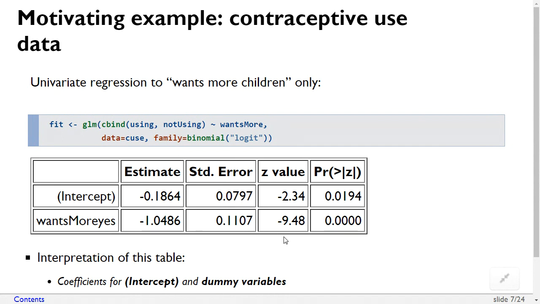With some hidden code, I produced this formatted HTML table here that has the coefficient estimates, their standard errors, their z-values, and then the probability of a z-value greater than this based on the Wald test. So I need some help in interpreting this table. We have an estimate of minus 0.18 for the intercept. What does that mean?